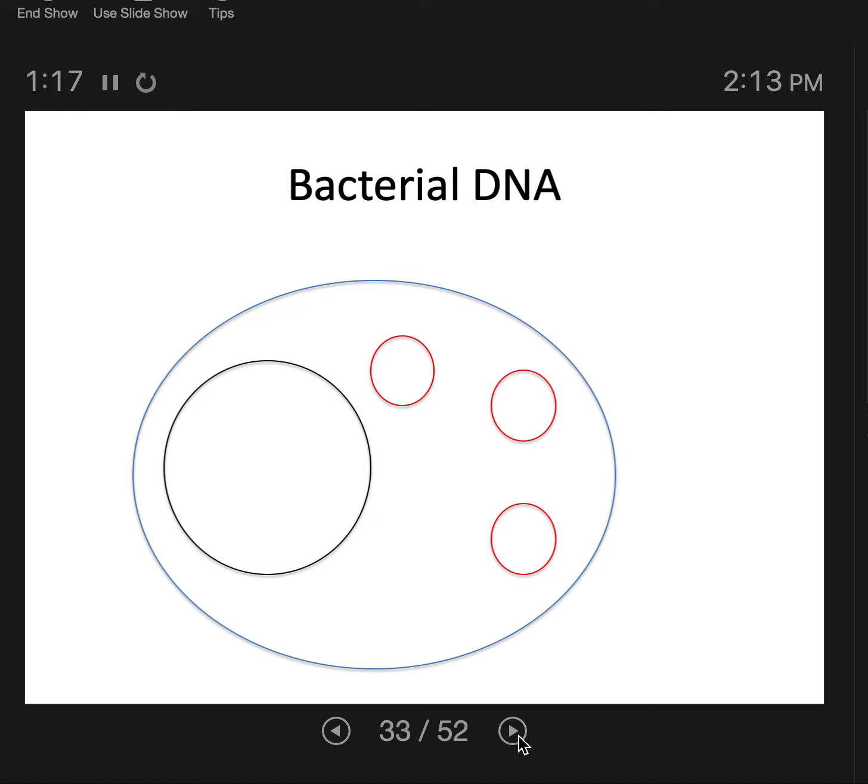So I'm just going to remind you about bacterial DNA. This blue circle is the bacterial cell membrane. So this is a bacterial cell, and then you have this black circle supposed to be the single circular chromosome, and then you've got a whole bunch of little circular plasmids. Now, the chromosome is where you have all the essential genes for life in bacteria.